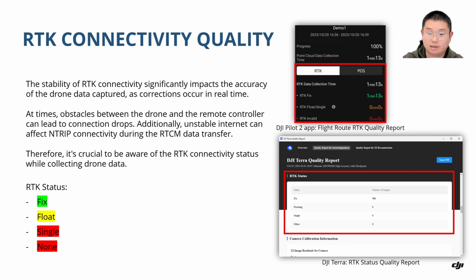So to prevent this, the DJI Pilot 2 application includes a mission RTK quality report. This report displays the total duration of your RTK mission and the duration of the fixed status, indicating the stable and reliable connectivity duration. If the pilot notices the data was captured during an unstable RTK connection, they can immediately refly the mission. Furthermore, the DJI Terra software's quality report features an RTK status section showing whether the imported data was captured under reliable RTK conditions or not.